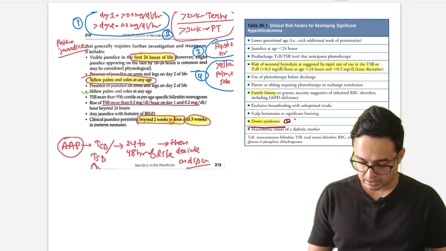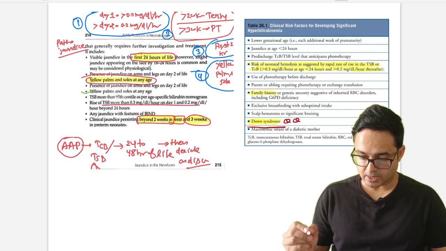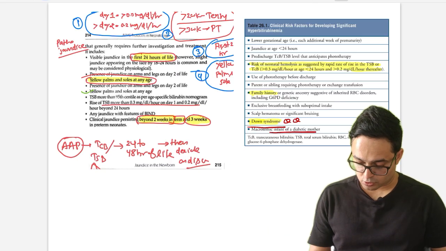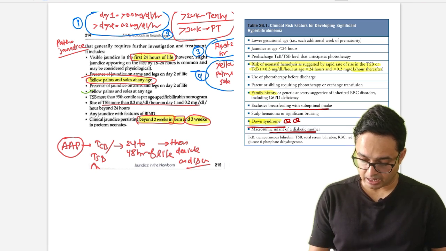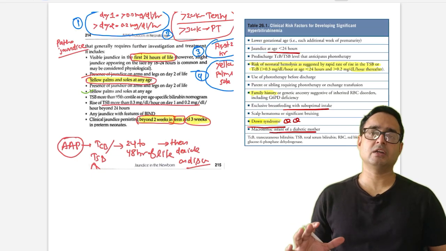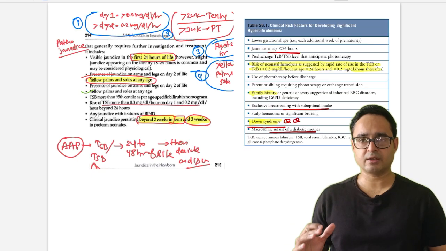This is a repeat INI-SS question. Down syndrome has increased propensity for neonatal jaundice, macrosomic infant of diabetic mother, and exclusive breastfeeding with suboptimal intake, along with jaundice in less than 24 hours. So this is important. You have to remember all these criteria.